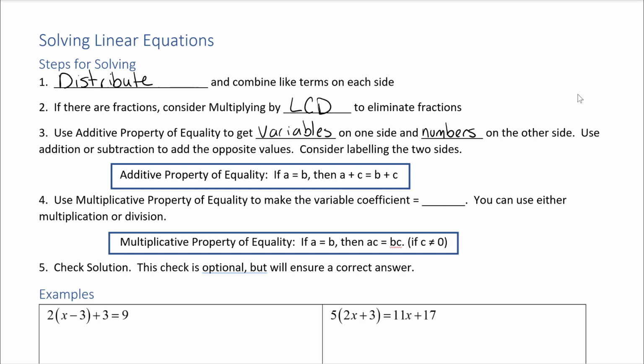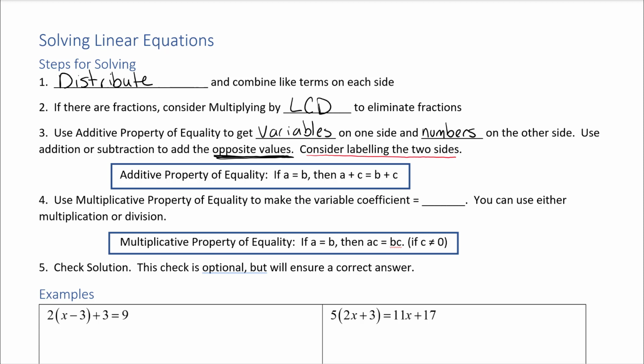So if I consider adding the opposite values, then that gets rid of values on the side that I really don't want. Another smart idea is to consider labeling the two sides. One side to be variables, the other side to be numbers. When you label it, it makes it a little bit easier.